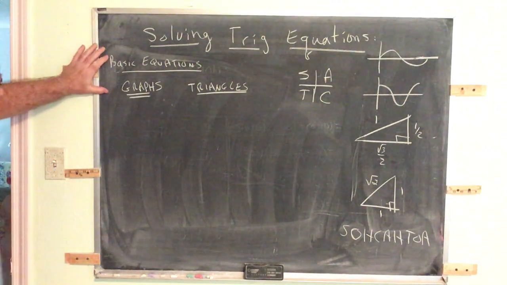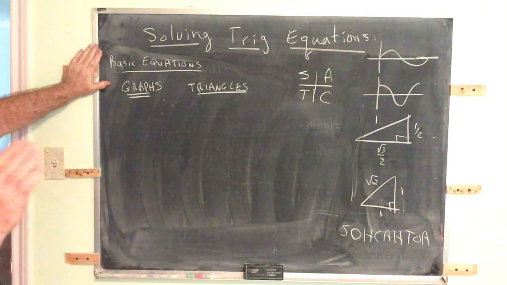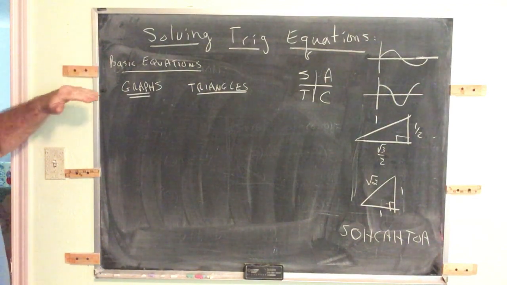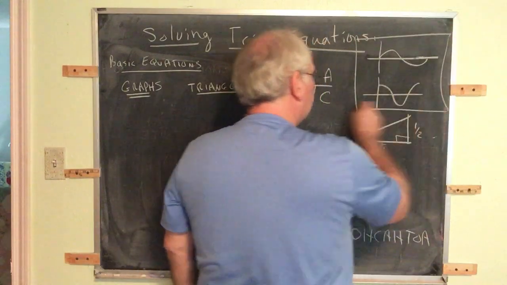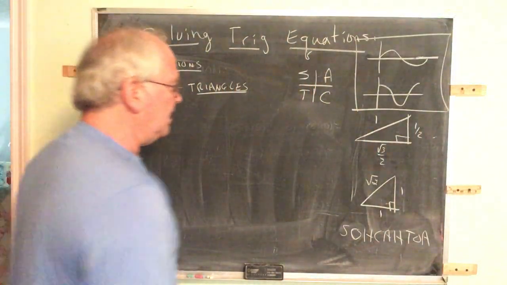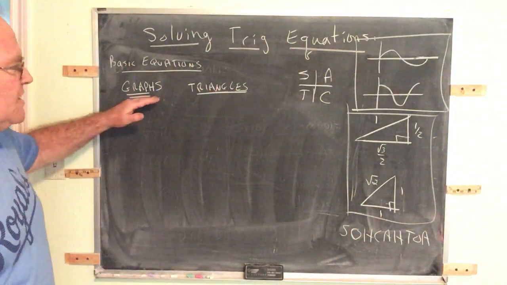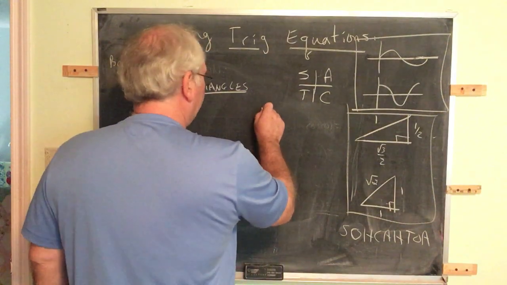Right, the next piece of our basic equation solution is this. You need to be able to look at a basic equation and know, is that solved using the graphs? Is it solved using this? Or is this solved using the triangles? If it's neither of these, then the third scenario is calculator.